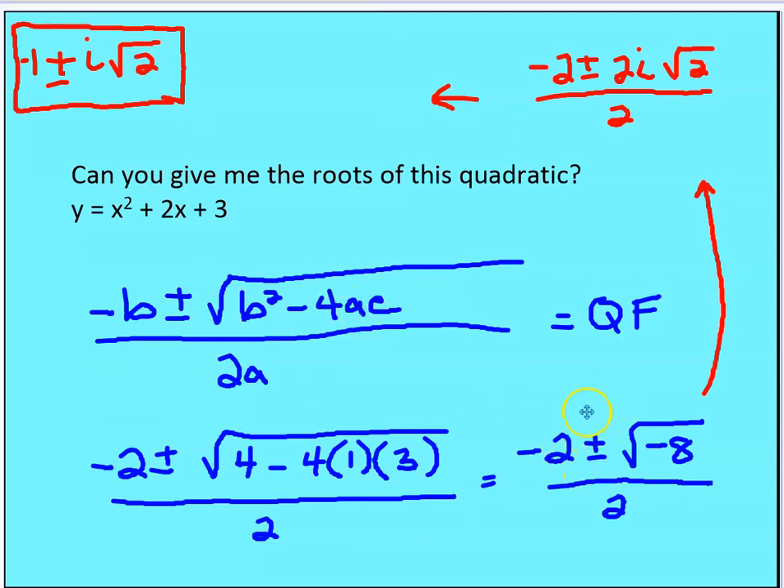This is how I got these values. So you can take a look at the work and pause this here. But I end up with -1 plus or minus i root 2. If you do the work and the simplifying, you can see that this is the value that you end up with. So these are the roots of the quadratic, some complex number. So let's talk about what that is.